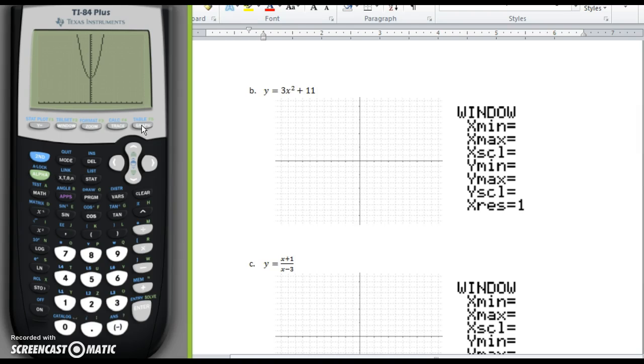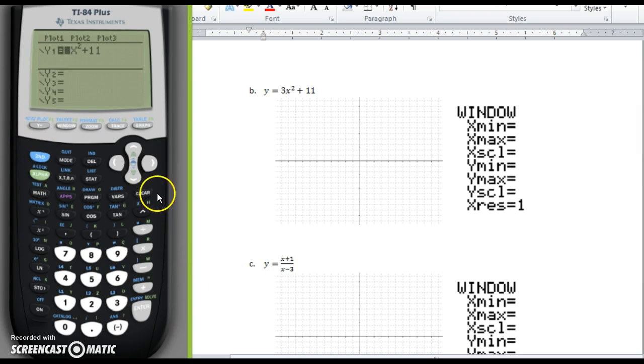Okay, so there's not only one right answer for this, but the idea is you want to see the graph, the entire important features of the graph. This is a parabola, so you want to see the whole parabola. Let's go down to the next function. We have a fraction this time, x plus 1 divided by x minus 3.